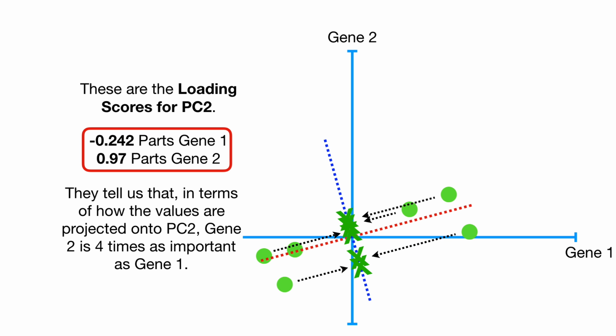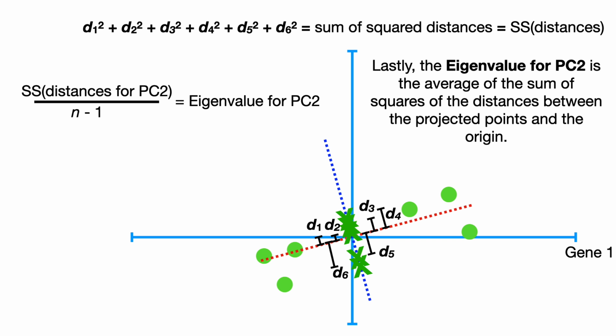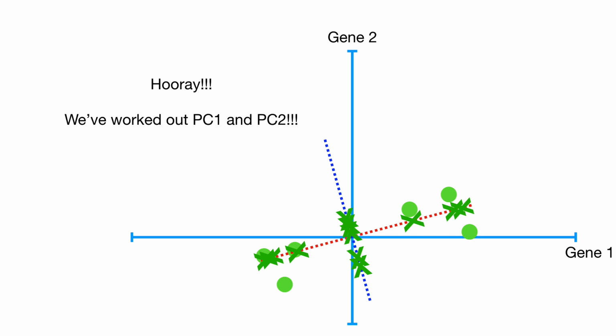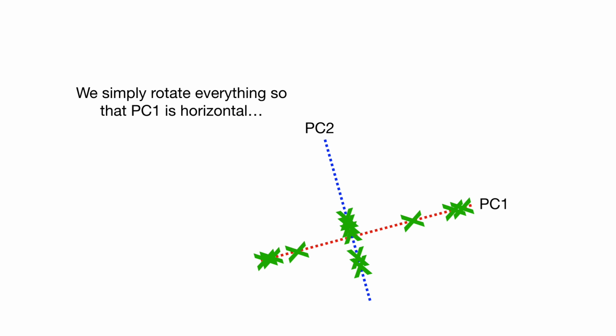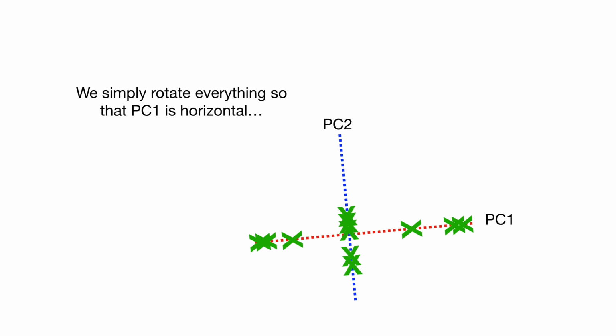They tell us that in terms of how the values are projected onto PC2, gene 2 is 4 times as important as gene 1. Lastly, the eigenvalue for PC2 is the average of the sum of the squares of the distances between the projected points and the origin. Hooray! We've worked out PC1 and PC2. To draw the final PCA plot, we simply rotate everything so that PC1 is horizontal.